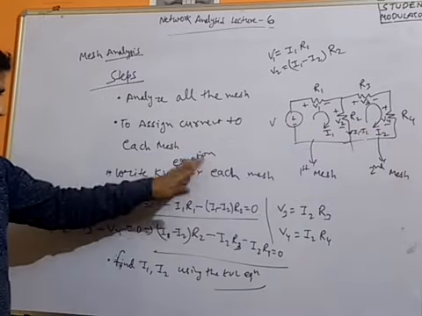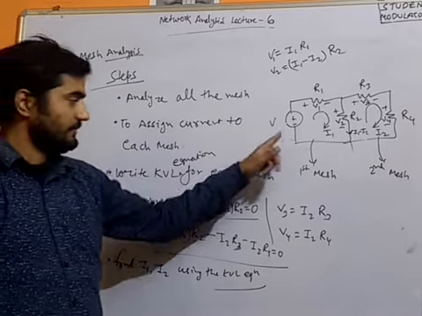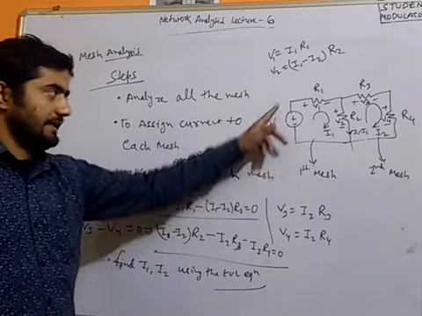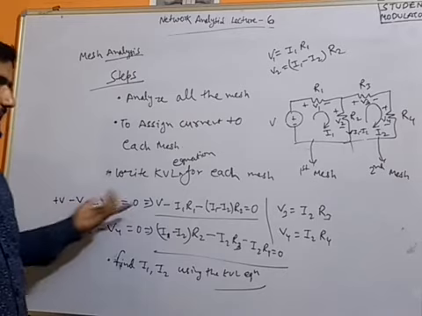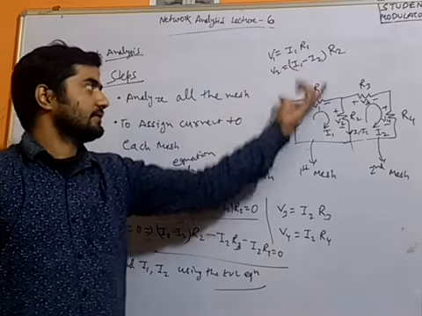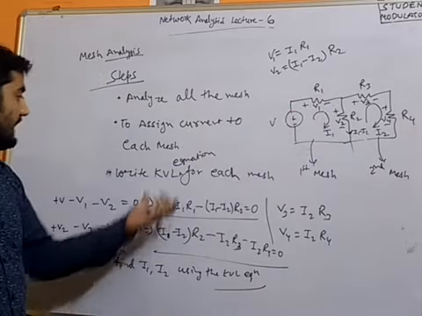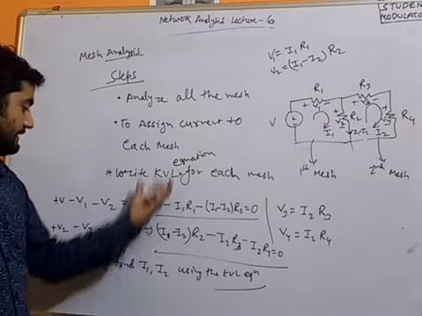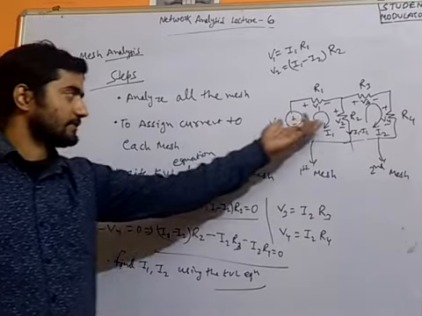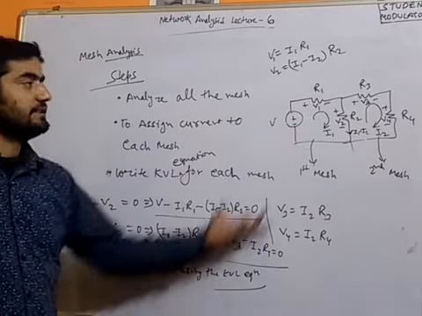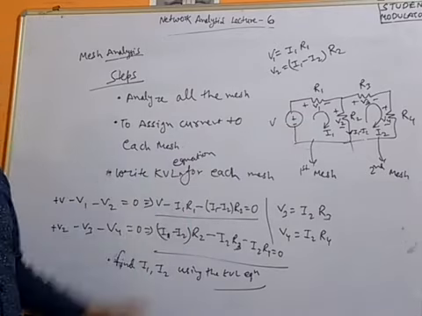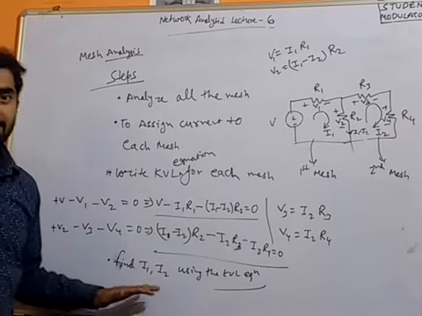Next we have to write the KVL equation for each mesh. For this mesh we have written the KVL equation in this way, using Ohm's law to find the voltage drop across each resistance. And the final step is to find the unknown currents using the two KVL equations. So this is all about mesh analysis.